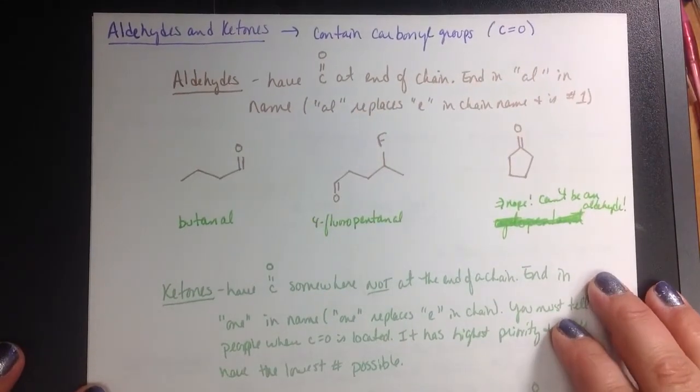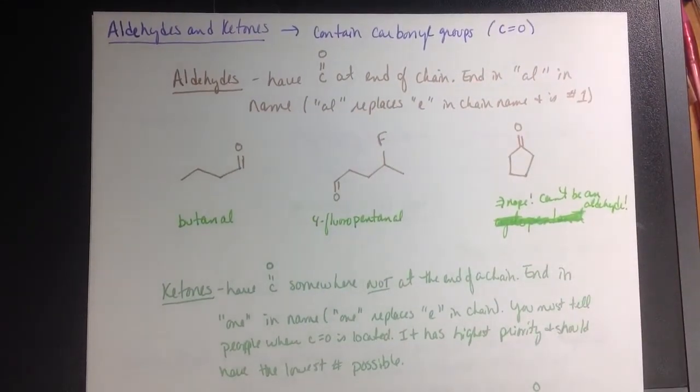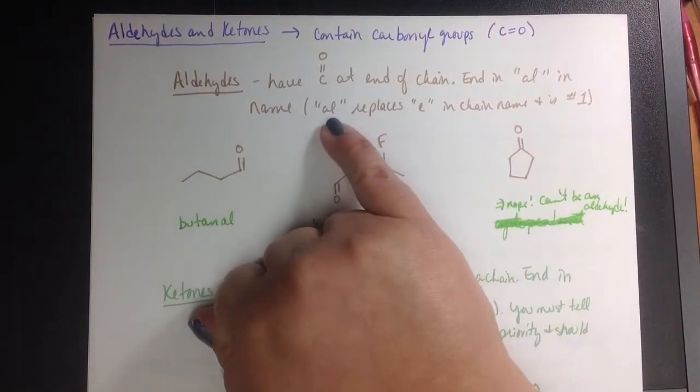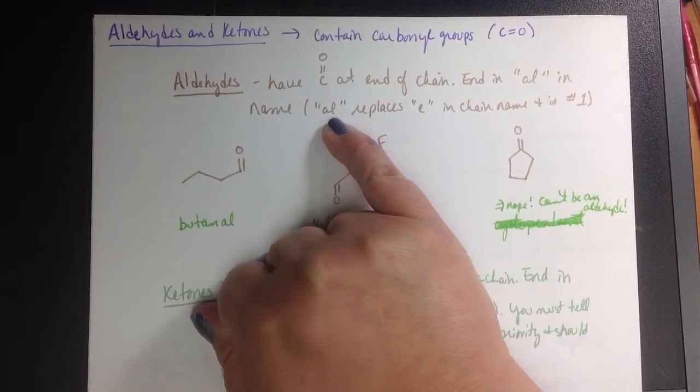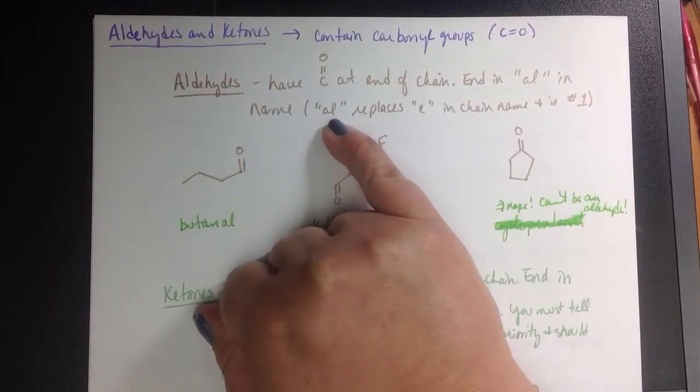So let's talk about how to actually name these. If you have a C double O bond at the end of a chain, that's an aldehyde, and we end the chain name with an AL. So instead of having pentane, you would have pentanal.